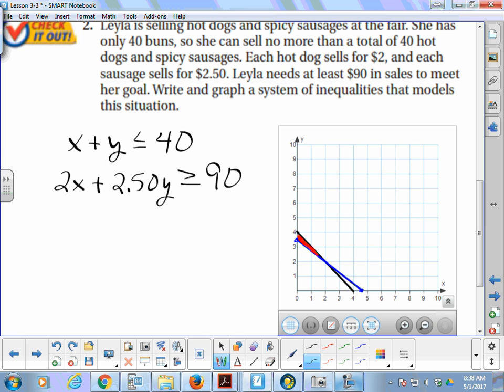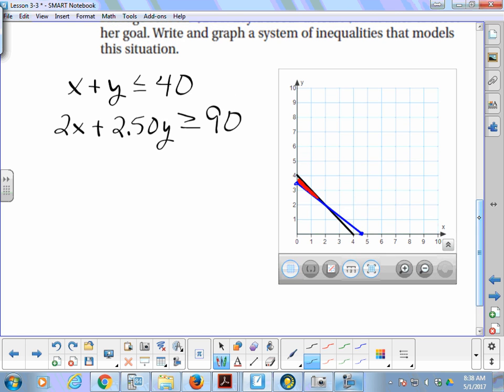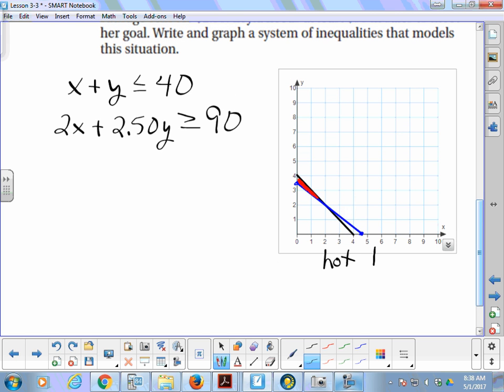So we label them: on the x-axis are the hot dogs, and the y-axis are the sausages. Make sure you label them. And then we're going by tens on mine. Yours may not be, because you may have done 10, 20, 30, 40, 50. Well, I only did ones. Okay.